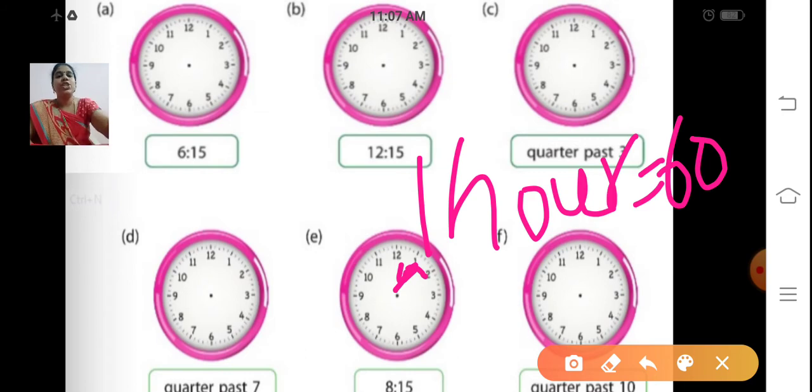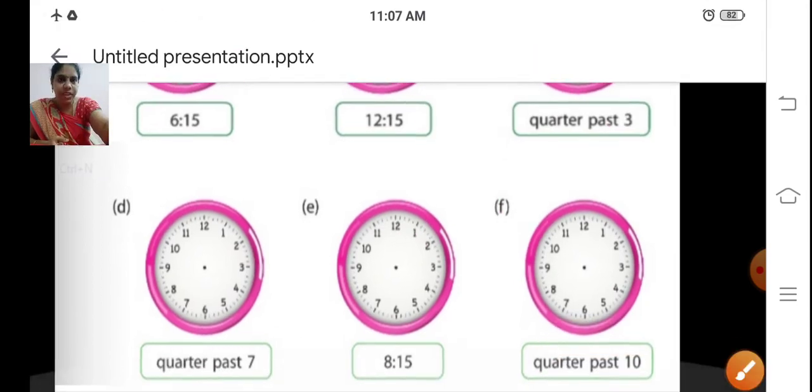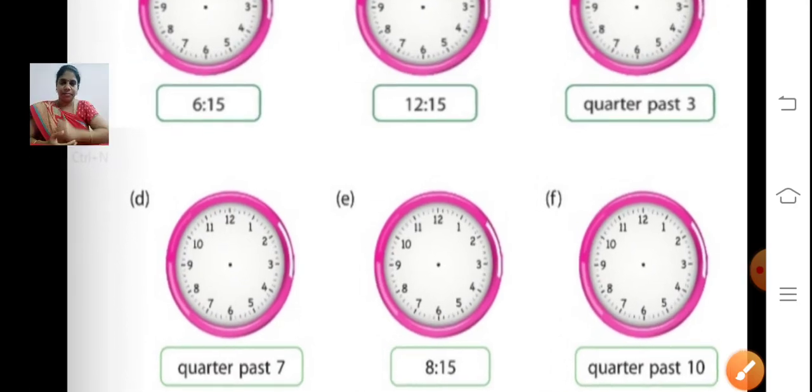Okay, children. In 1 hour, how many minutes are there? 60 minutes. The minute hand is a little faster, so after it completes one circle of 60 minutes, it goes to the next hour. Clear? Now we'll continue with the sums. So you know what quarter past means. Quarter means 15. The first half is called quarter past. So 15 minutes has passed from the given time.